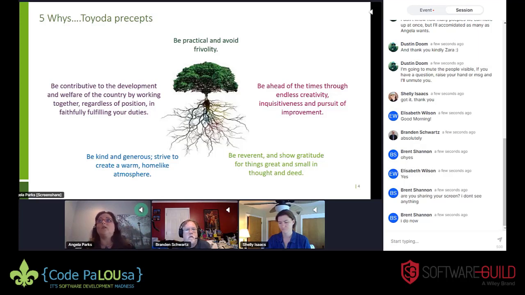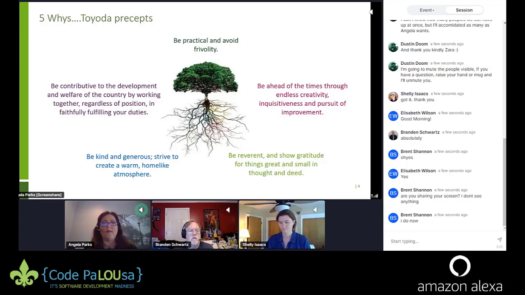So be practical and avoid frivolity. So if you're there to collaborate, let's do that. Having a little fun is cool, but there's always a time to get to work, right? Be ahead of the times through endless creativity, inquisitiveness, and pursuit of improvement. So if you're an Agile practitioner, or if you're not, it's kind of one of ours: we want to be inquisitive, we want to be creative, and we are always in the pursuit of improvement.